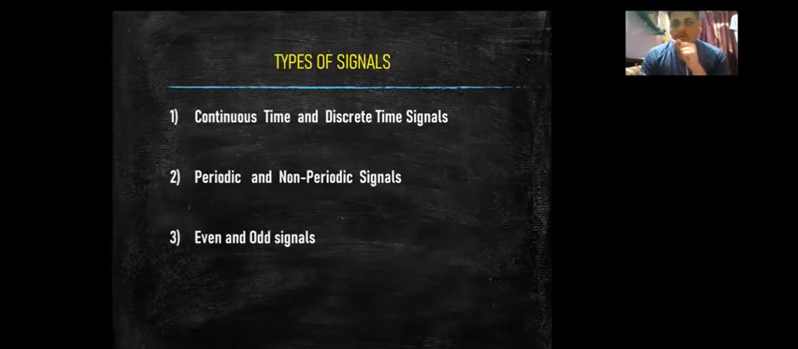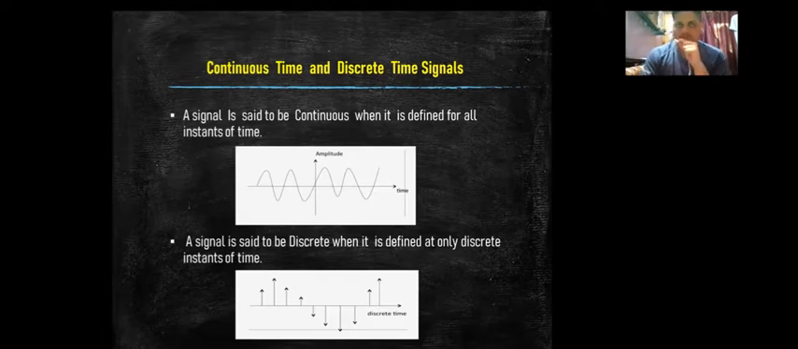So now let's take a look at types of signals. There are many types of signals, but mainly there are three types: continuous time and discrete time signals, periodic and non-periodic signals, and even and odd signals. Now let's get into some details of these three types. First one being continuous time and discrete time signals.